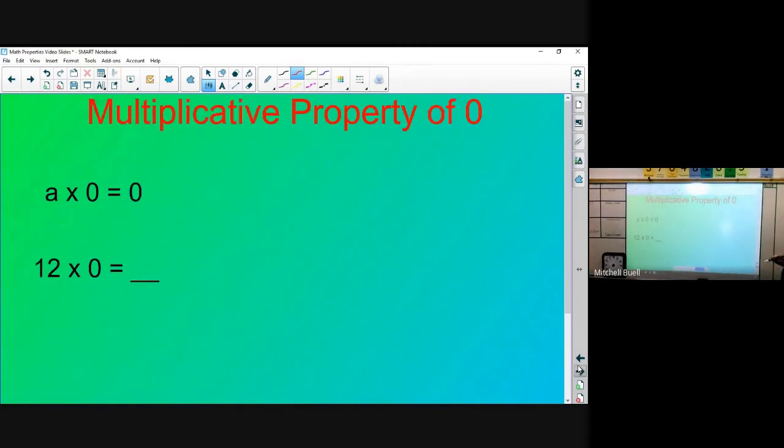Multiplicative property of 0. Anything times 0 gives you 0. There's no ifs, ands, or buts about it. So we have 8 times 0 gives us 0. 12 times 0 will also give us 0.